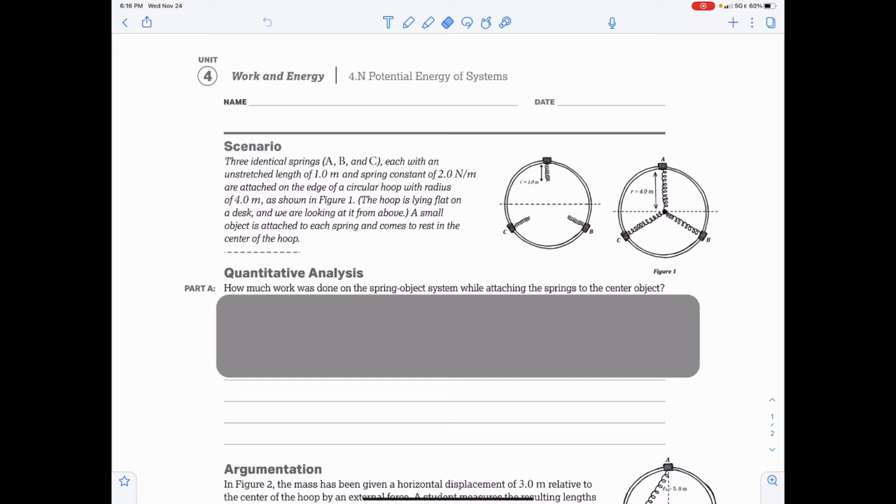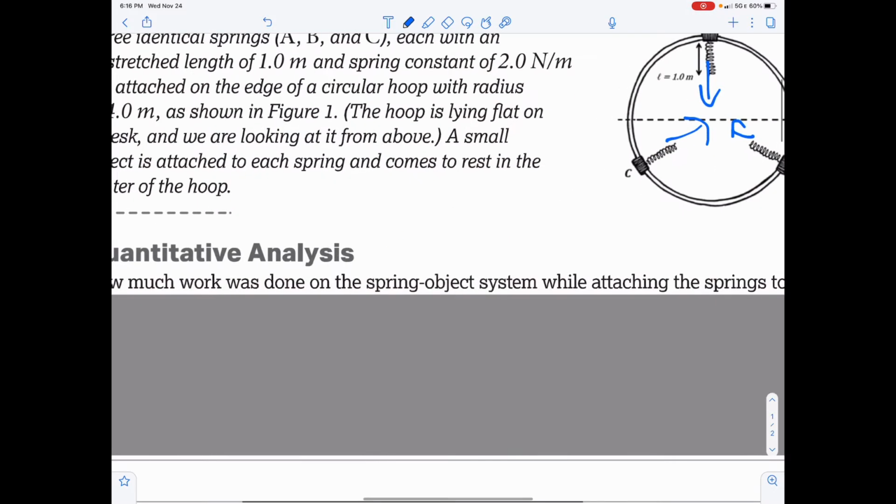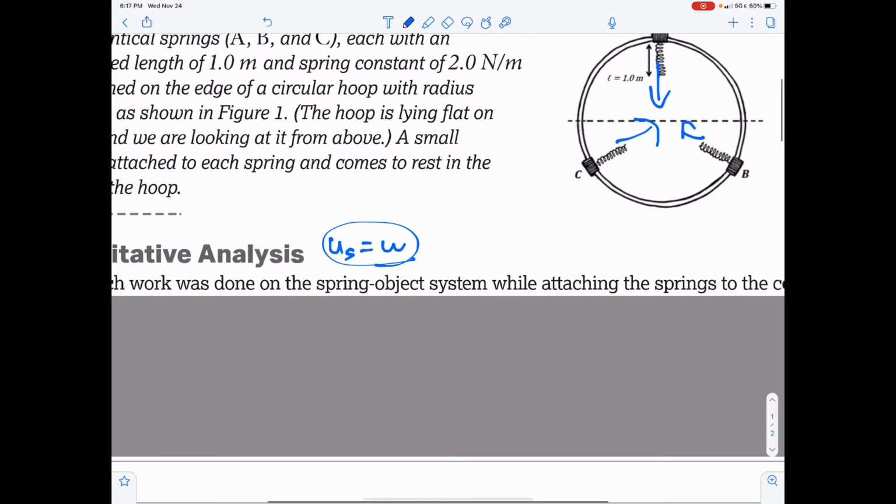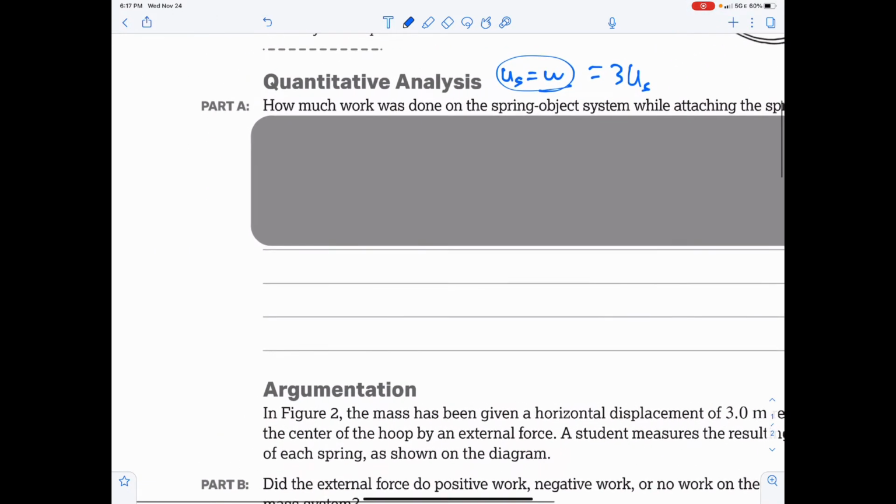How much work was done on the spring object system while attaching the springs to the center object? So basically, you can see in order to attach to that center object there, you had to stretch that spring, and that spring. So in other words, the work done is equal to the spring or elastic potential energy. Since you have 3 springs, it's going to be 3 times the spring energy. So let's do the work first. The work on the springs, the work on the system.